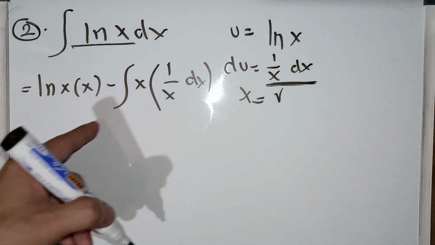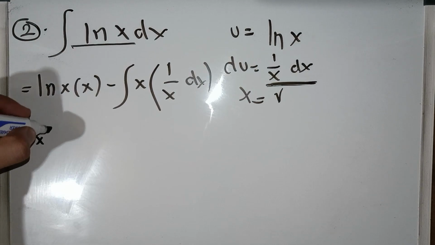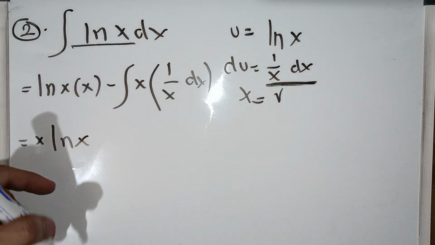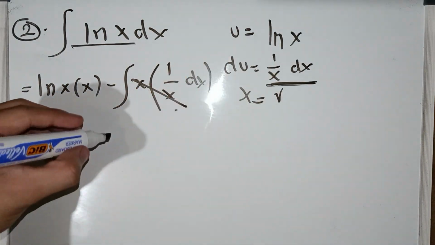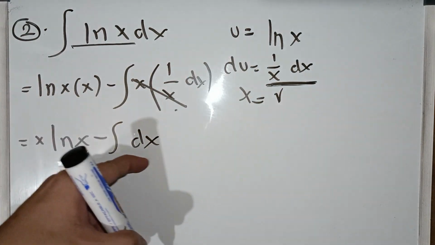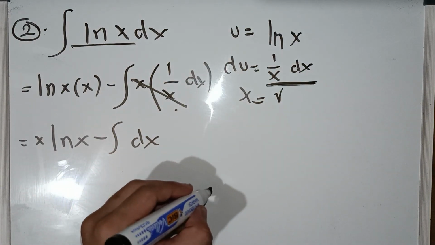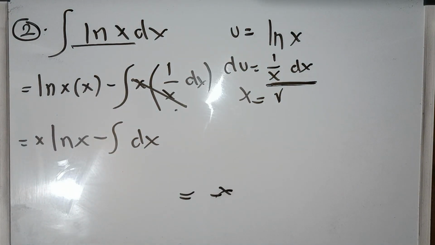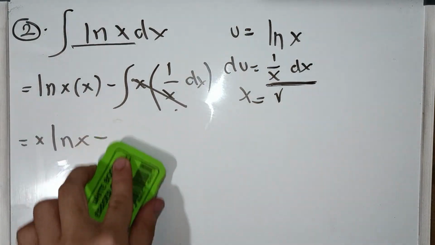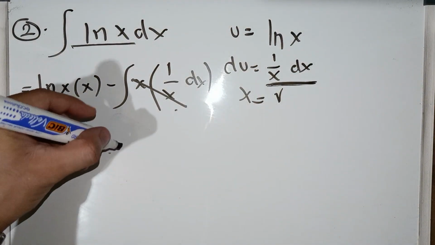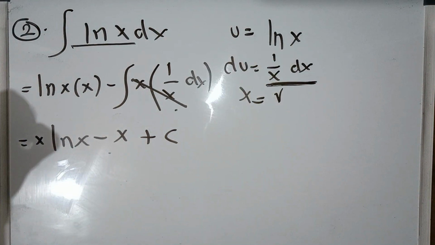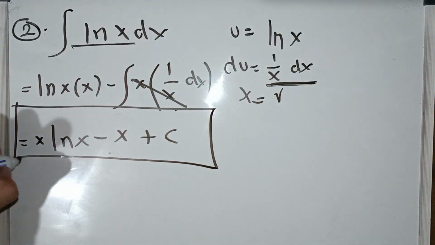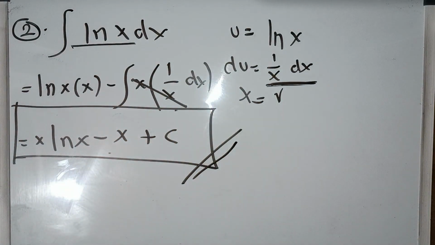So simplifying this one, that gives us x ln x. Since we have this, minus, cancel this one, so that gives us the integral of dx, and the integral of dx is simply x. So let's rewrite this one. That gives us x ln x minus x plus c. So this is now the integral that we get from the given problem, the integral of ln x dx.